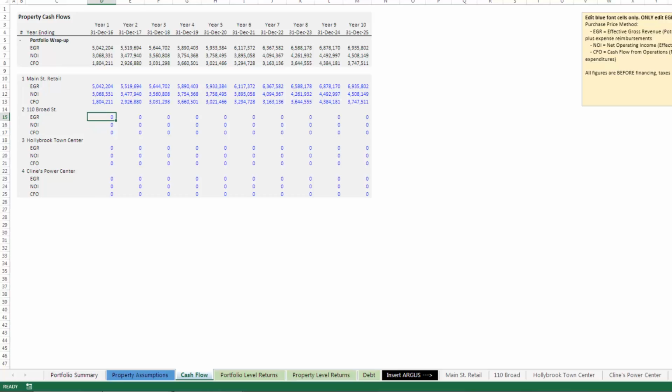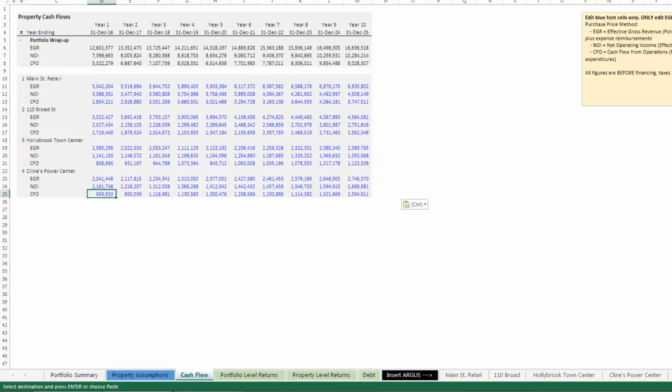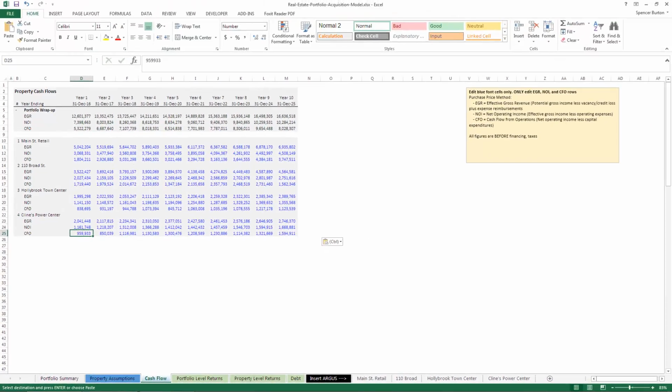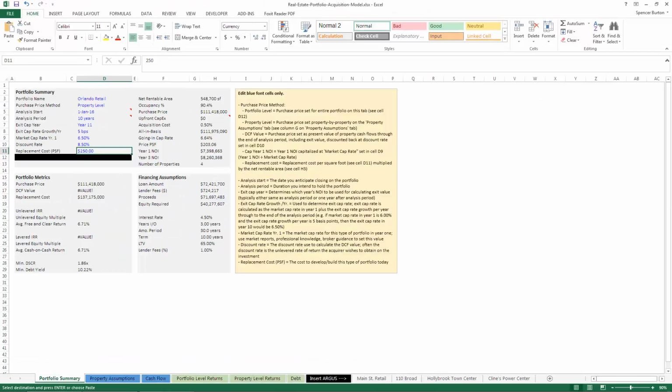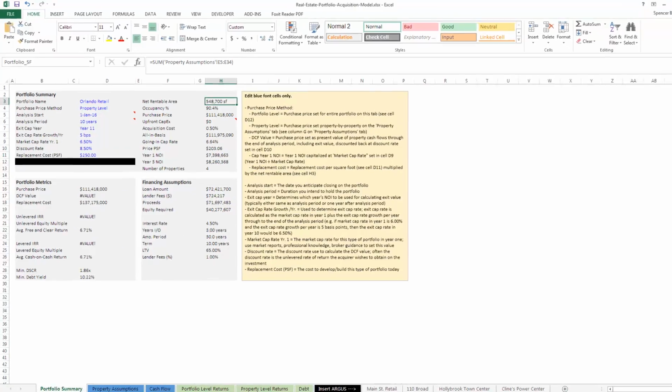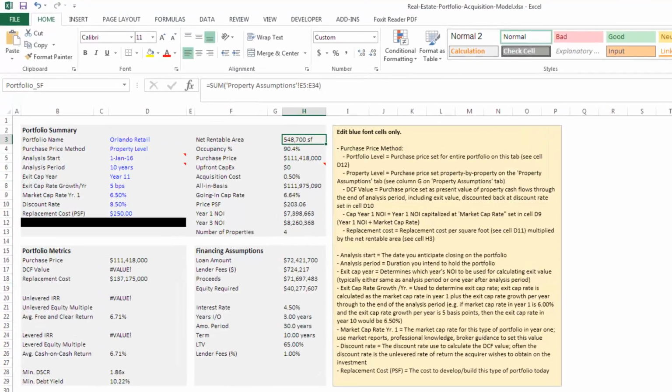Okay, so the raw cash flows have been dropped into our model. And now our inputs are done. So let's go ahead and take a look at what this portfolio does. We come back to our portfolio summary tab, and it's going to give us the information about the portfolio. We have almost 550,000 square feet of net rentable area. Our weighted average occupancy across the portfolio is 90.4%.